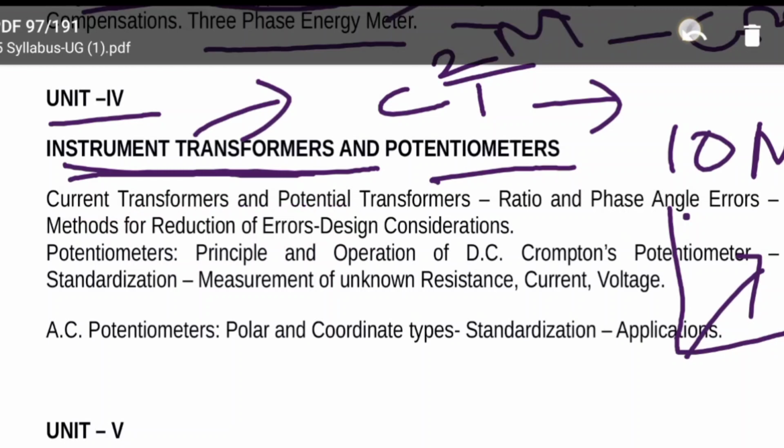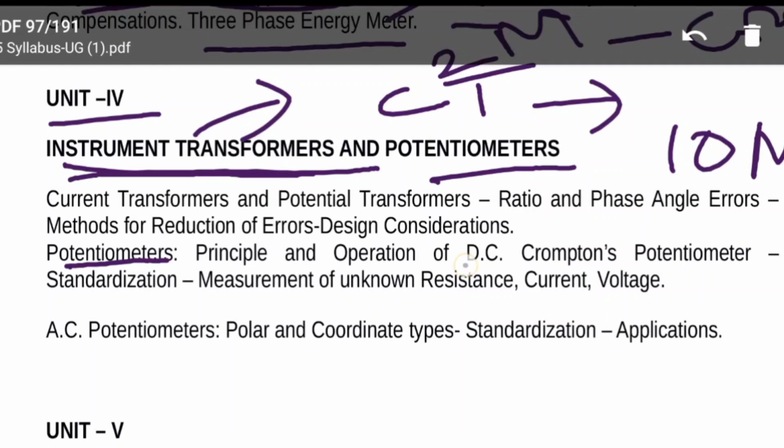Coming to another topic, potentiometers. Potentiometers, from this you will get easily 10 marks because it is only diagram and theoretical explanation. Potentiometer is instrument which is used to measure the unknown voltage. Here we are using basic slide wire potentiometer to understand purpose. First we have to know what is basic slide wire potentiometer, but it is not in syllabus.